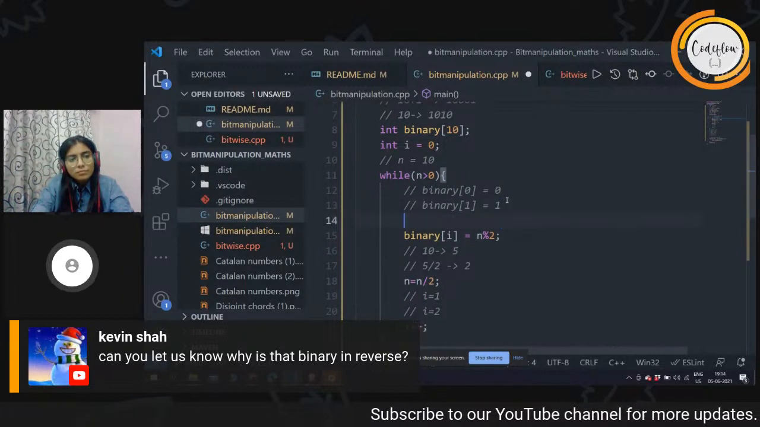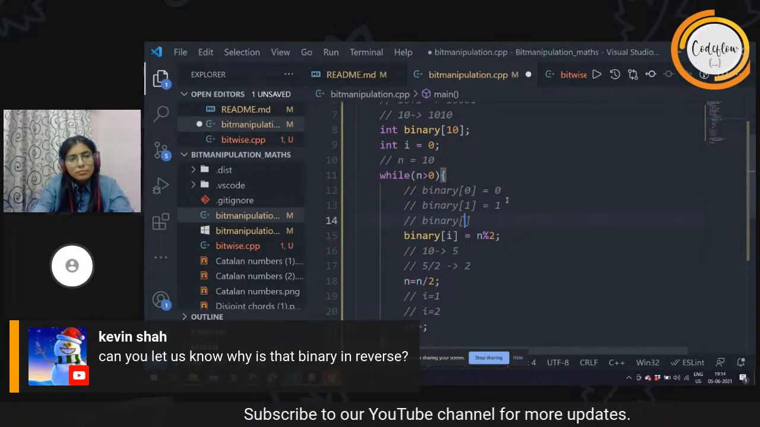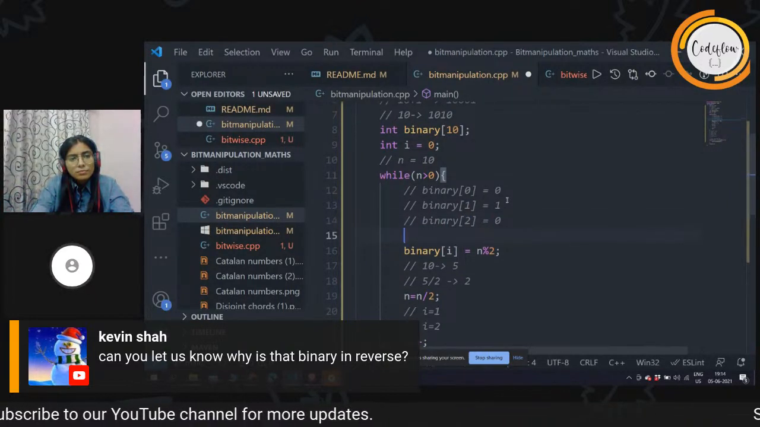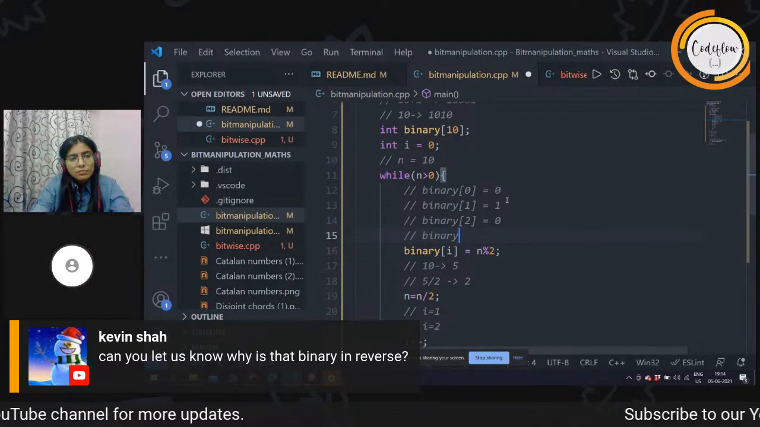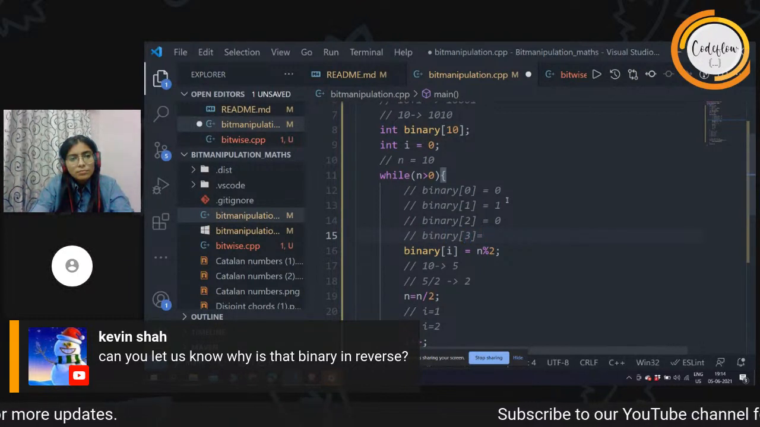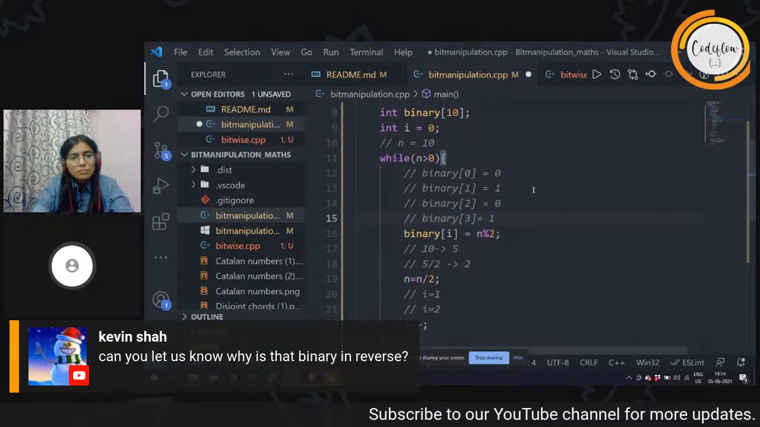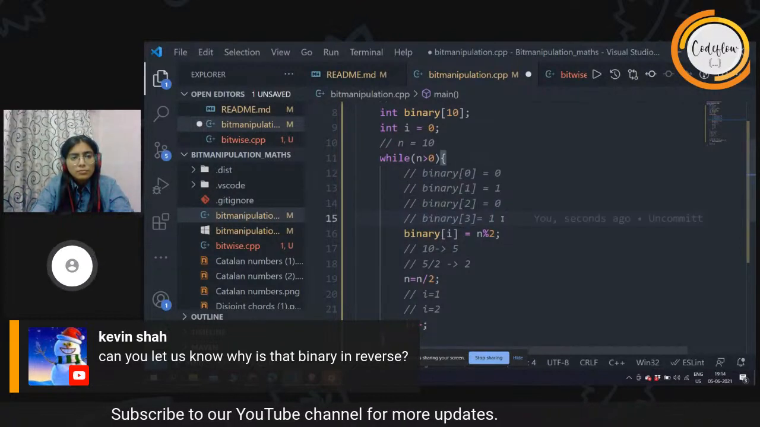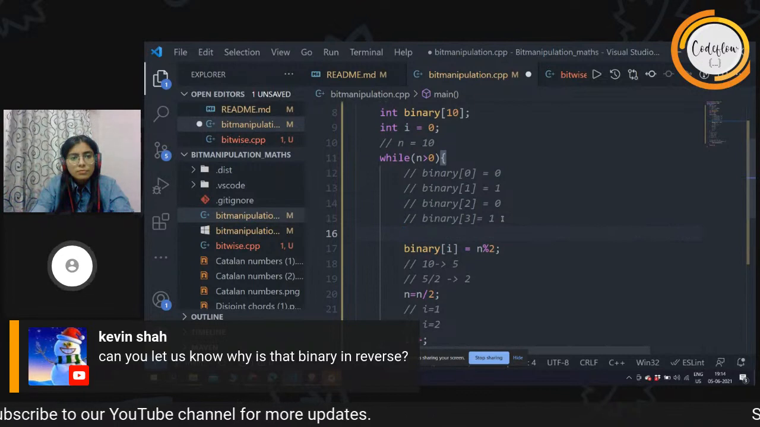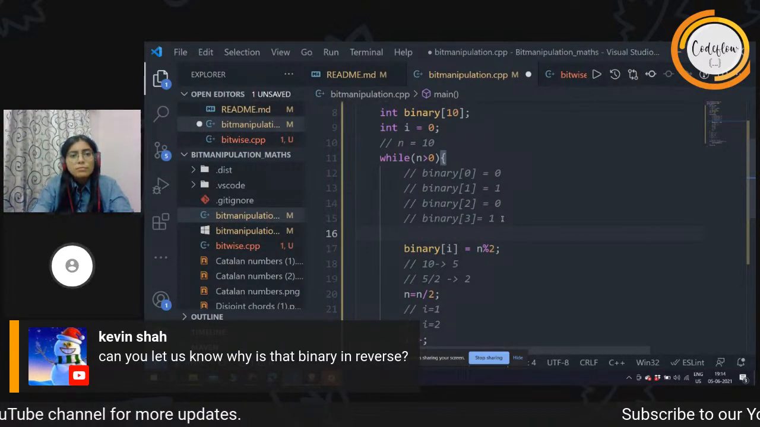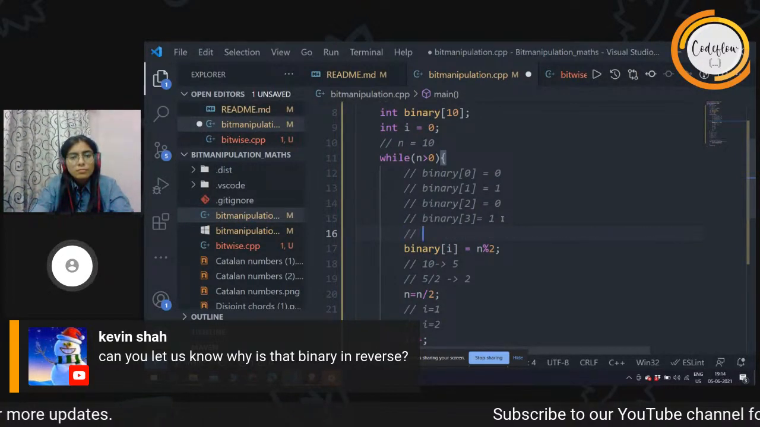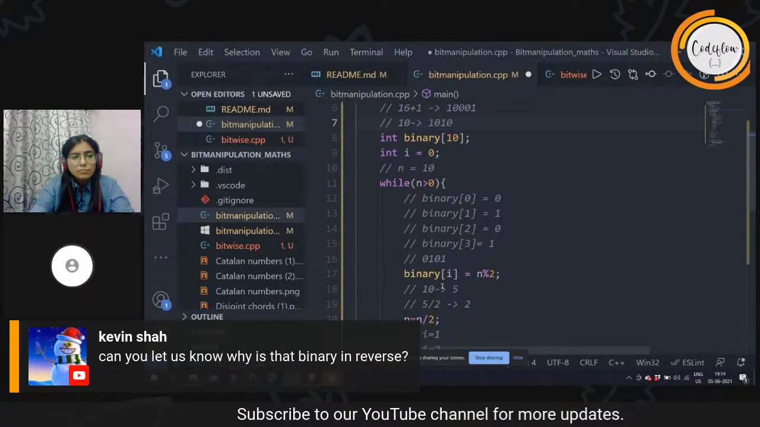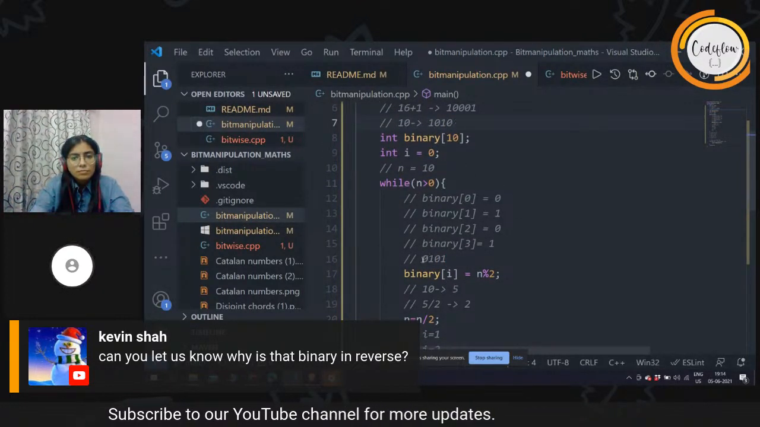If I keep on continuing this, I can see binary[2] will be given as 2 % 2, that will be 0, and binary[3] would be 1, because 1 % 2 is 1. As you can see, the numbers stored, if we see the array indexes from binary[0] to binary[3], from start to end, are 0, 1, 0, 1, which is the complete opposite of 10. So we are storing it opposite.